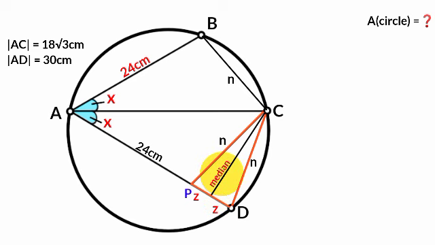Still on the median, we know if the median of an isosceles triangle is drawn to its base, the median is perpendicular to the base. So this angle here is a right angle.